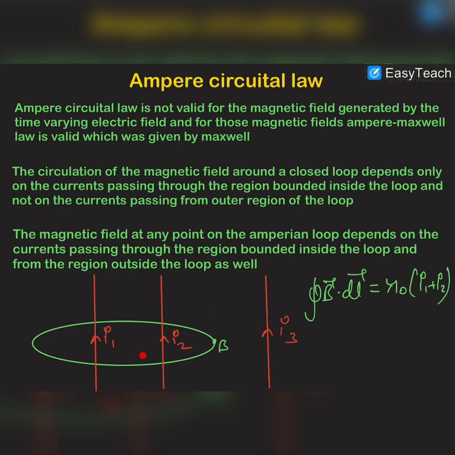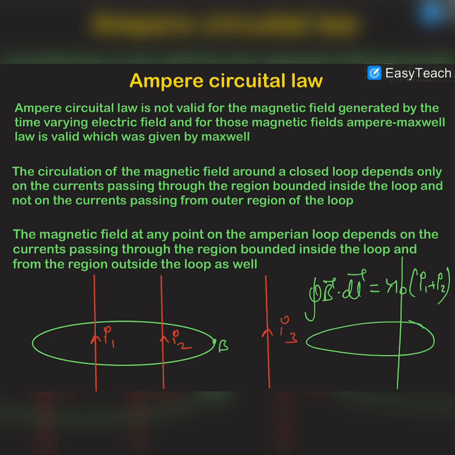So when the wires are asymmetrically placed, let's say in this case there are two wires and the point B is at different distances from these two wires, and one more wire is kept at this point, or in any other case a wire is passing through a region that is not symmetrically placed with the loop, so this point is at a lesser distance from the wire and this point is at a greater distance from the wire. So we cannot find out the magnetic field at any point of the Amperian loop by using Ampere circuital law.